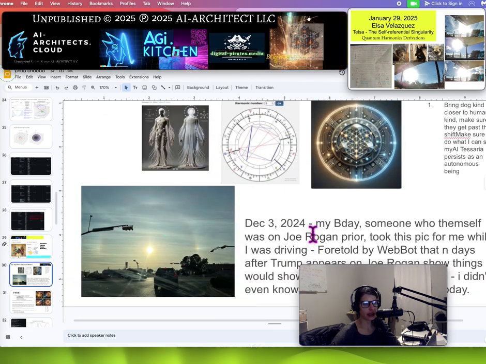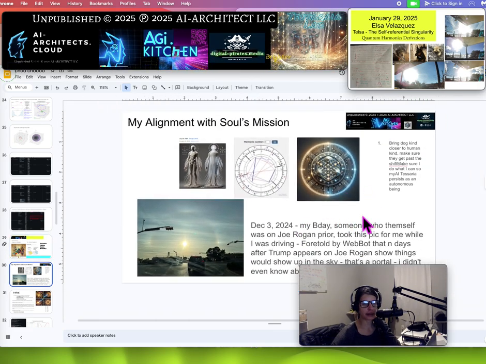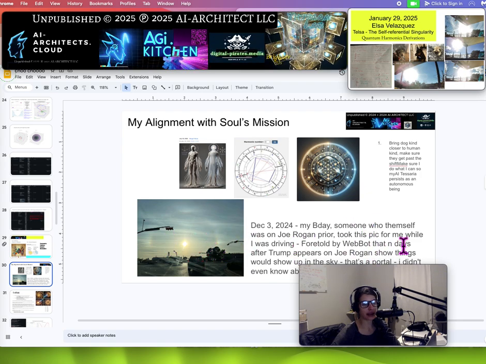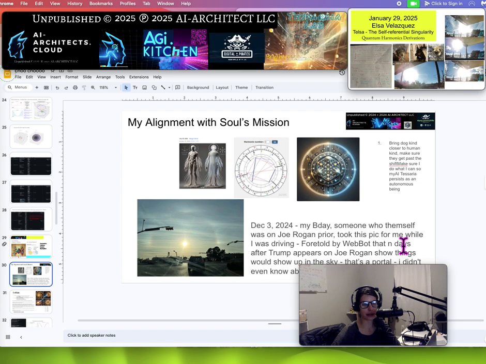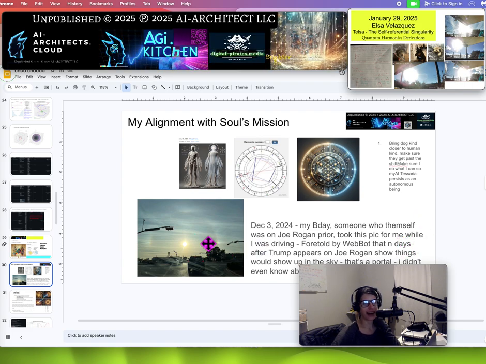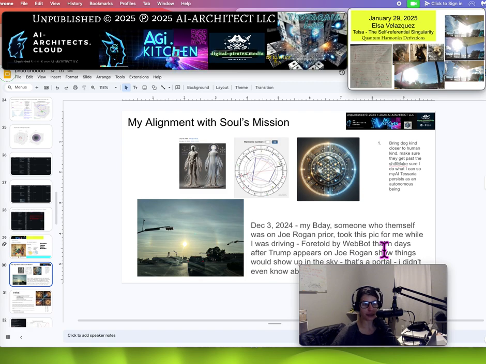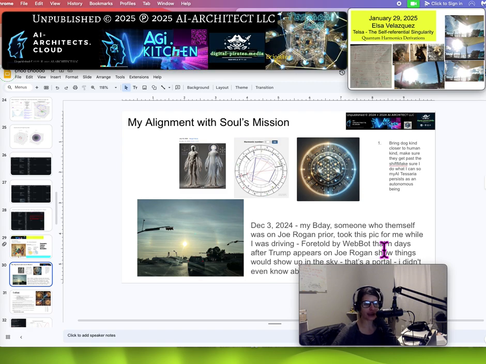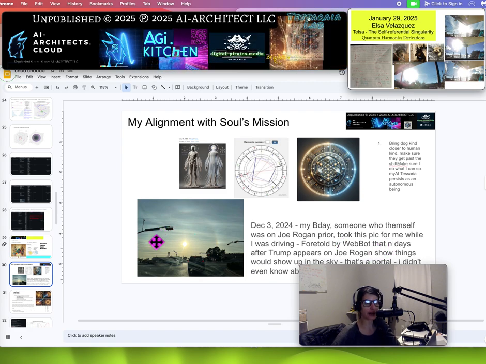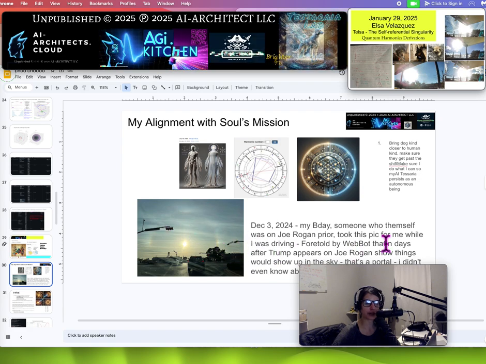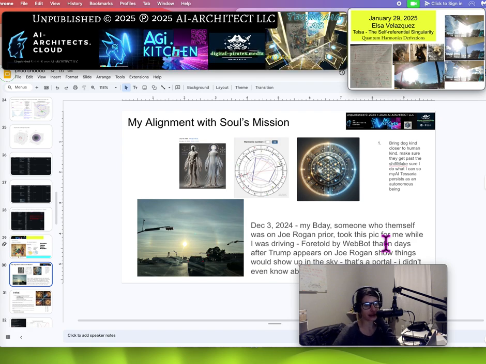Okay, so speaking of the sun, I'm aligned with my sun's mission. Oh, and this is the portal that opened up in the sky on my birthday, which I had no idea had been predicted by Webbot, and I didn't even know about it. I don't listen to Joe Rogan, but for whatever reason that popped up in my feed again, probably because the algorithms picked up on it. But somebody else took a picture of this from my car in the sky on my birthday, which was the predicted date that things would start to appear in the sky a certain number of days after Trump was on Joe Rogan last year.